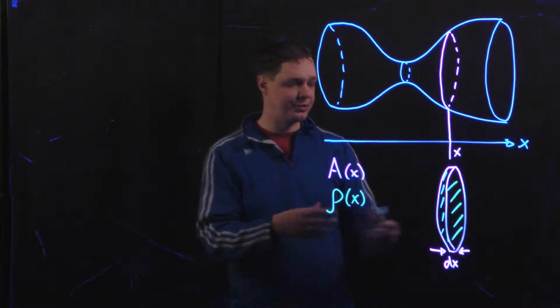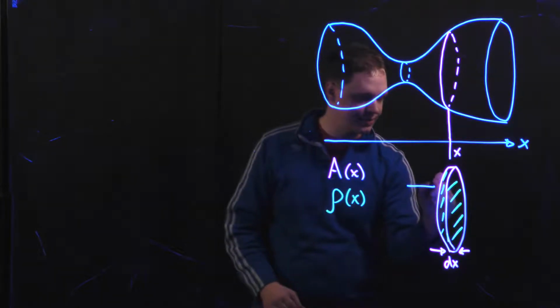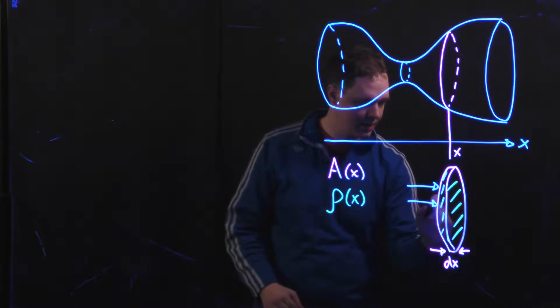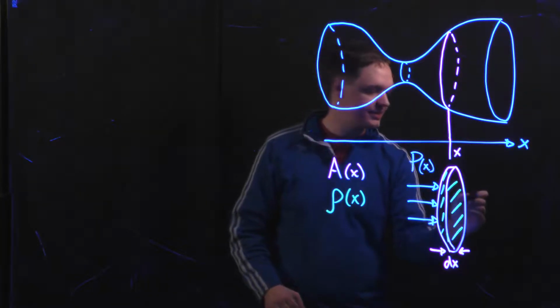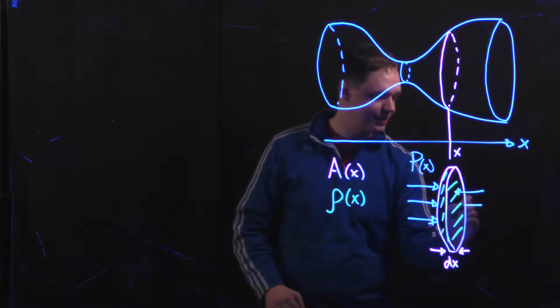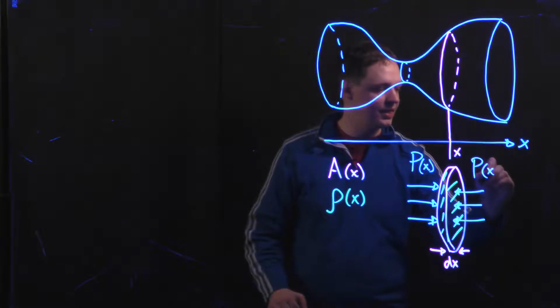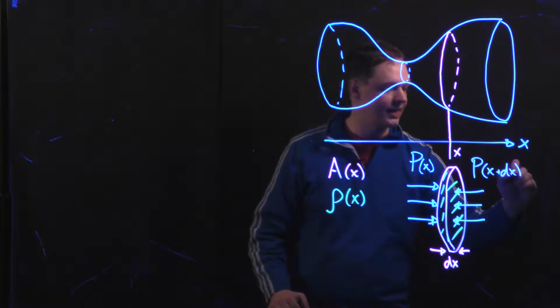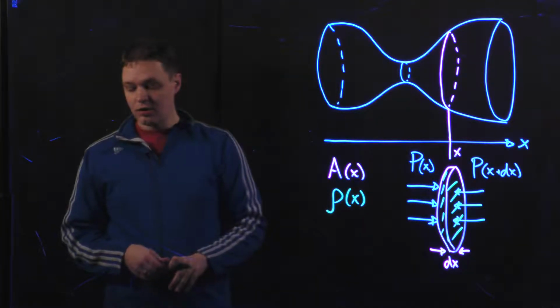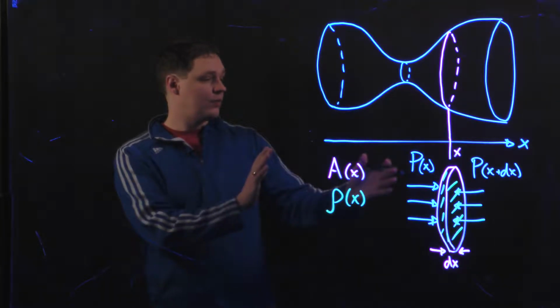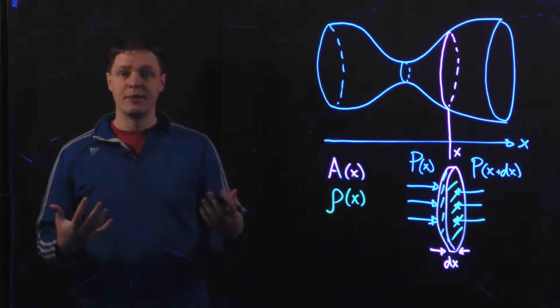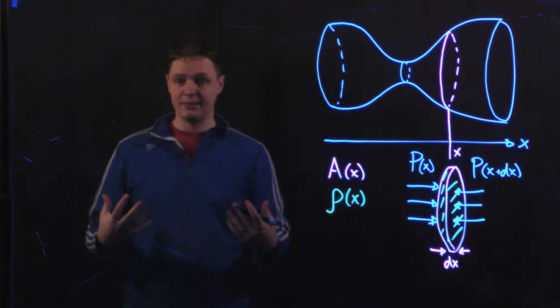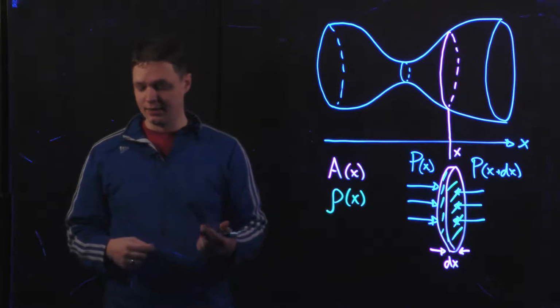Finally, we have pressure pushing on the gas from each side. So we're going to have a pressure pushing from this side, which we will call P of x, and we're going to have a pressure pushing from this side, which we're going to call P of x plus dx. Our goal is to find out how the pressures on the two sides accelerate the gas. The way we do that when we want to look at accelerating motion is we need to use Newton's second law.